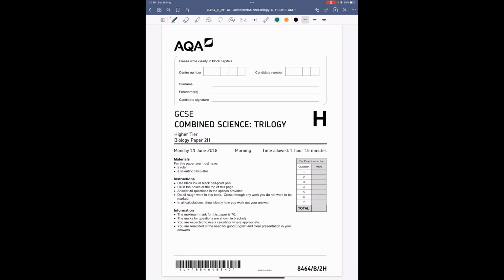Hello everyone, so this is the GCSE Combined Science Trilogy Biology Paper 2 that was sat by pupils in 2018, and this is the higher tier paper. I'm going to go through and demonstrate how I would have tackled this paper.